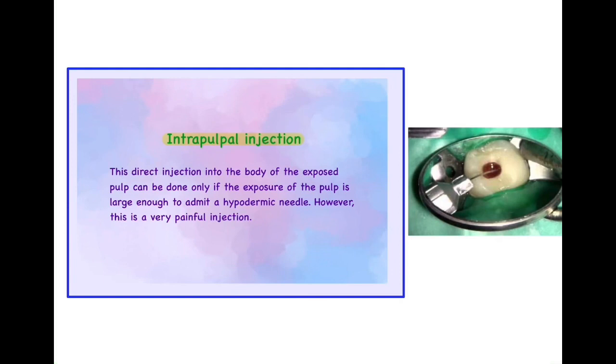Our last technique is intrapulpal injection. It is nothing but directly injecting into the body of the exposed pulp. Now this technique has to be performed only when the pulp is already exposed, right? So we need a large needle, a hypodermic needle, to undertake this procedure.